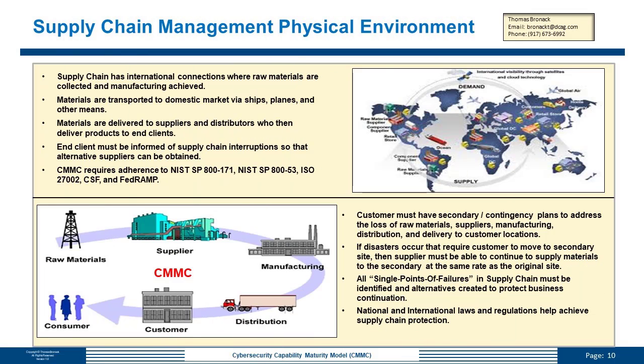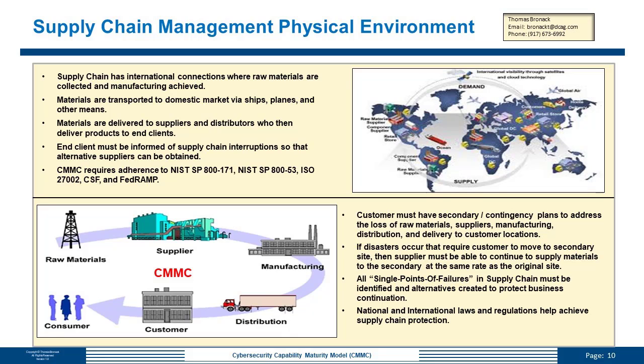Supply chain management physical environment. Of course, your supply chain must adhere to CMMC regulations for all phases of product creation and delivery. The top chart illustrates that supply chains crisscross the entire world, and move via various forms of transportation. From airplanes to slow boats, raw materials and manufactured goods go through the cycles shown in the lower chart, which are raw materials, supplier, manufacturer, distribution, customer, and finally the consumer.